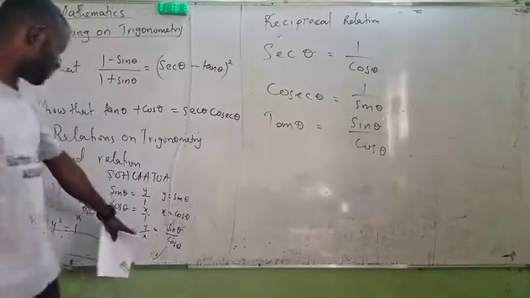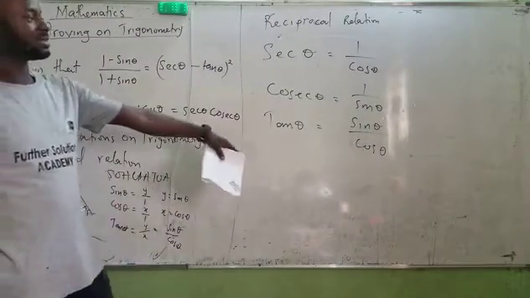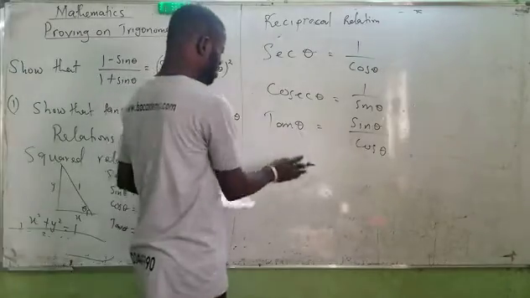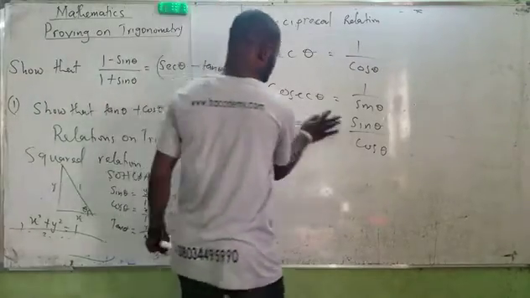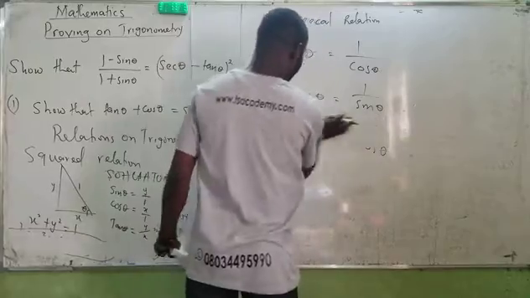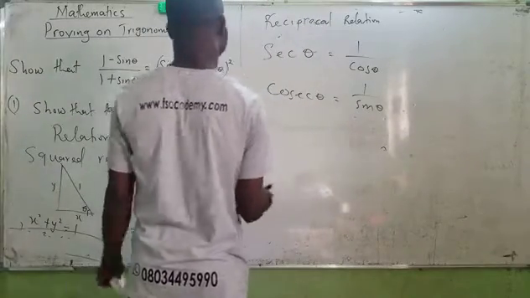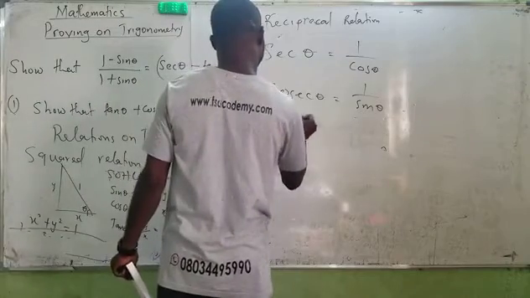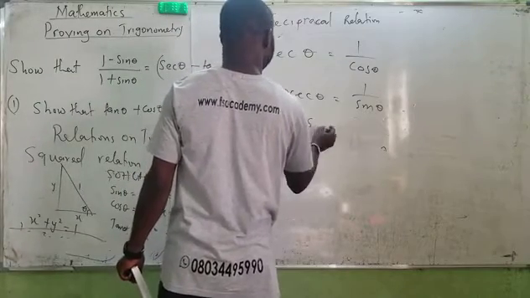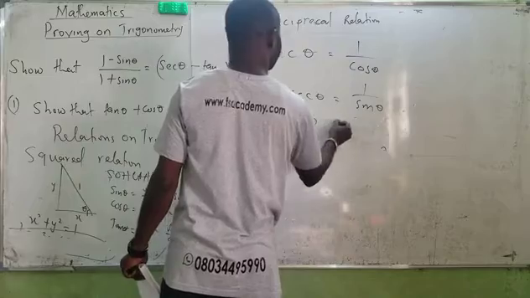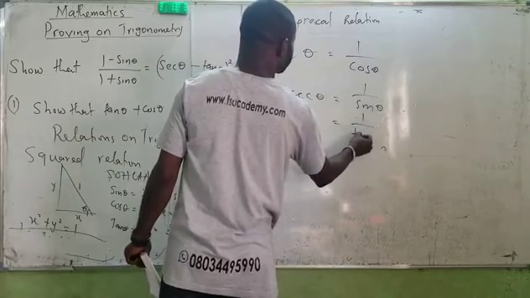Please take note of this from here. Sorry, this is not right, slip of the marker. I think I'm talking about cot theta, which will be equal to 1 all over tan theta.